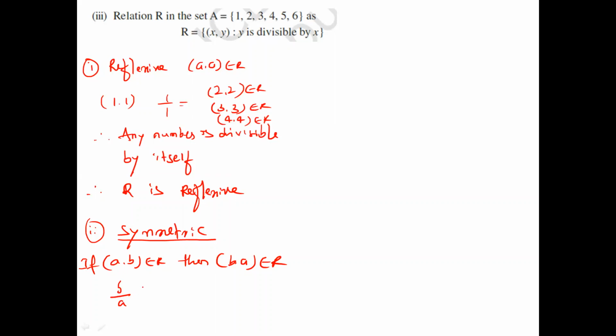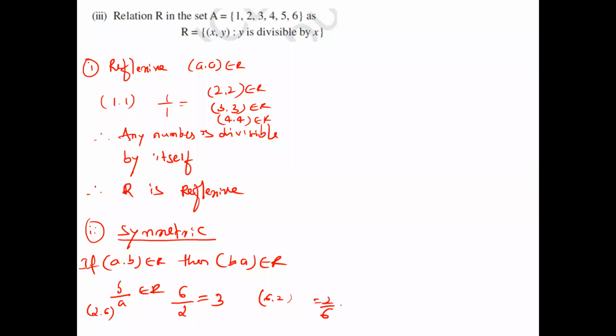b by a belongs to R, so we have to give one suitable example based on the given numbers. I'll take 6 by 2. Here the b value is 6 and the a value is 2. What about the answer? 3. Okay. Next, I'll take (2, 6), is it right? If you take here (6, 2).